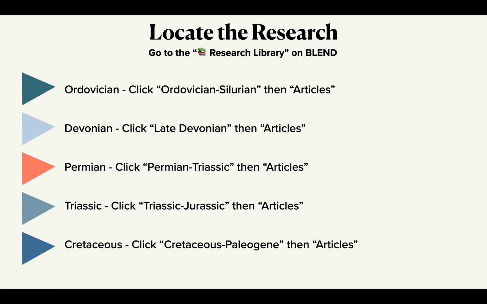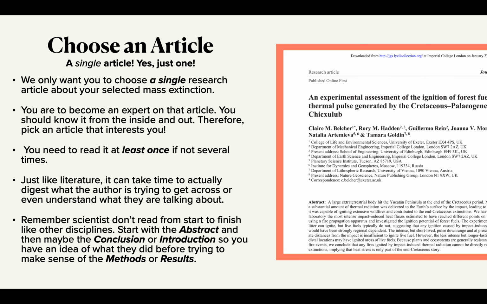Now, of course, you have some time and you don't have to settle on one. If you pick one extinction, say Devonian, and you look through the articles and you're like, I really don't feel any of these, you can switch that. You just need to switch it before you complete part one, because you need to become an expert. So feel free to browse through any of the folders as you see necessary.